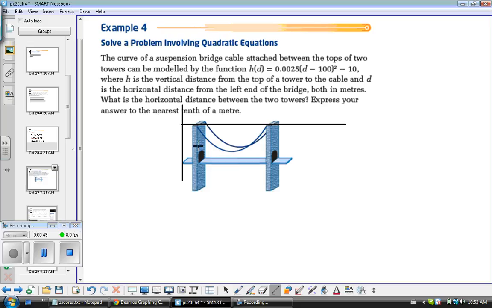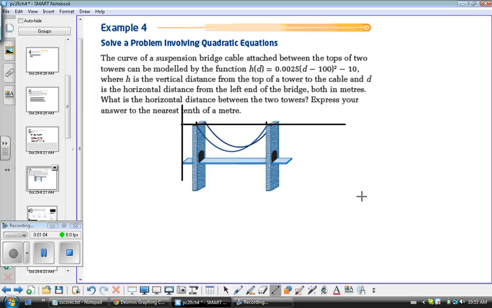Okay, what is the horizontal distance between the two towers? All right, so basically if we could find this intercept, and we could find this intercept, and we took the distance between them, we would have the answer, okay? What is the horizontal distance between the two towers? Express your answer to the nearest tenth of a meter.